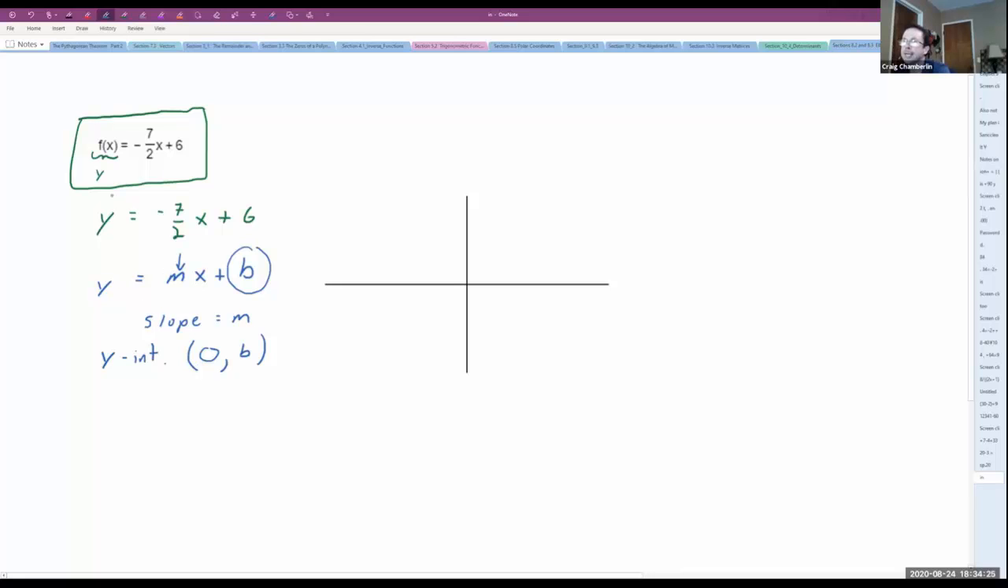For this particular guy, can anybody tell me what the slope is? -7/2. You got it. And then can anybody tell me what the y-intercept is? It almost looks the same as my 6. b. Yeah, my b looks like a 6, but it is different, right? It's (0, 6), the number 6, not b. Try to make that look like a number 6.